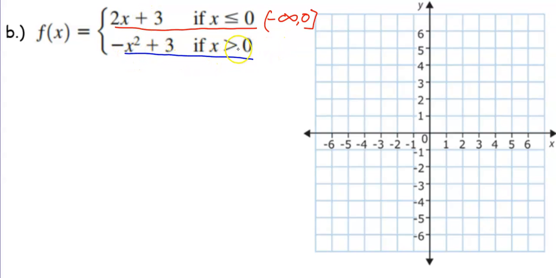Let's find the domain for this one. Well, this one says x is bigger than 0. So again, start at 0 and then just get bigger without limits. Boom.